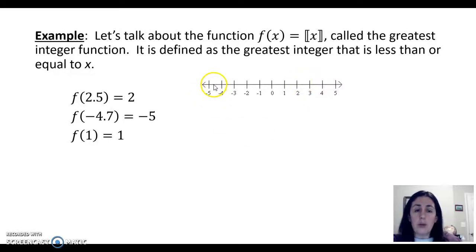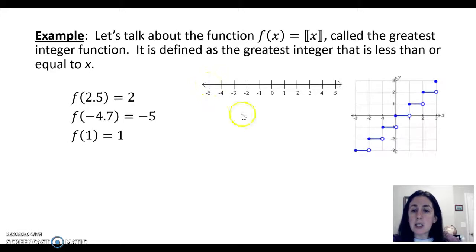Here's -4.7, look to the left, the largest integer is -5. Here's actually what the graph of this step function, the greatest integer function, looks like. Now technically, if you take the limit as x approaches -3 from the right, it gives you the function evaluation. If you approach the limit as x approaches -2 from the right, it gives you the function evaluation. But if you approach the limit as x approaches -2 from the left, it does not give you the function evaluation.